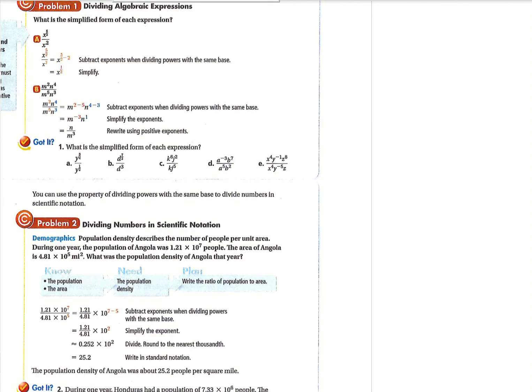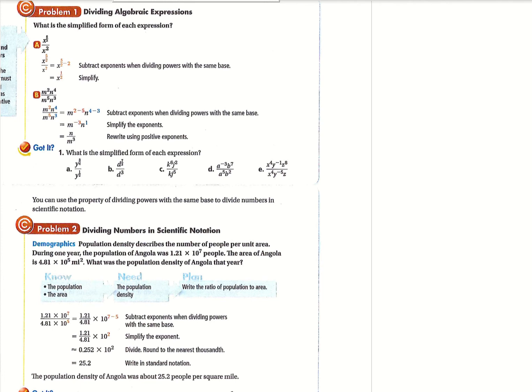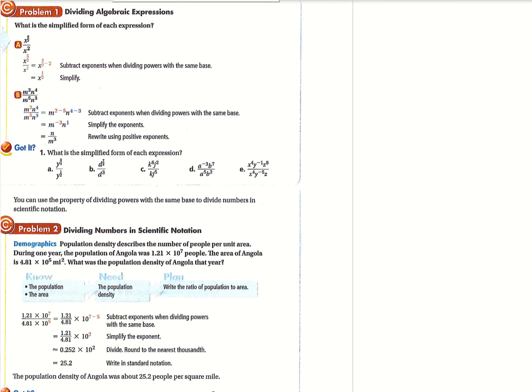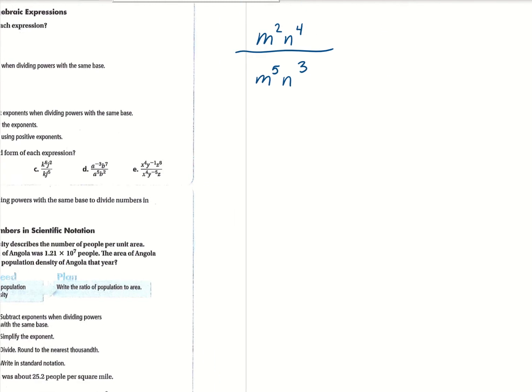If we go down to the next page and look at problem 1, part B, it's got m to the 2nd power times n to the 4th power over m to the 5th times n to the 3rd. I'm struggling there. My goodness, I'll get some of these right, don't worry. That looked bad too. There we go, that's a little bit better at least.